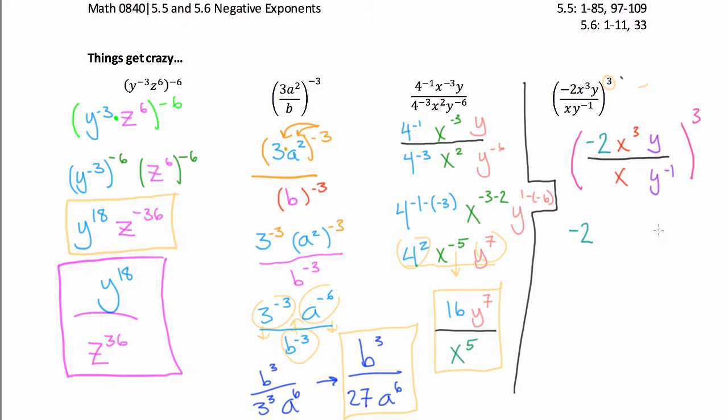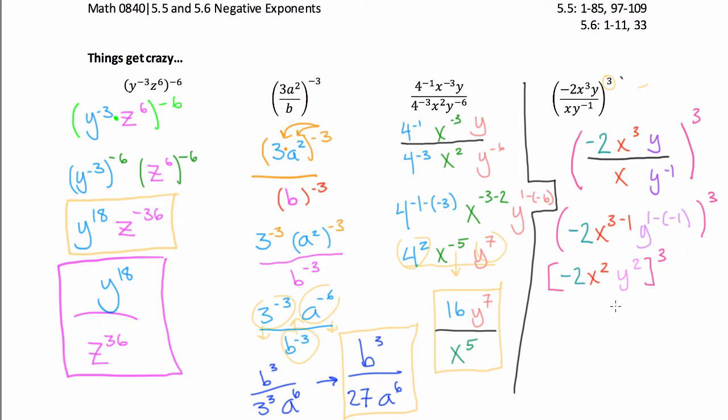So I have negative 2, then I have x to the power of 3 minus 1, and then I have y to the power of 1 minus negative 1. And then I just want to remind myself that I will eventually be cubing that whole thing. So I have negative 2x squared y to the power of 2, and now I just have to distribute that 3.